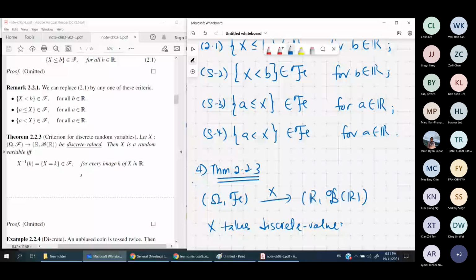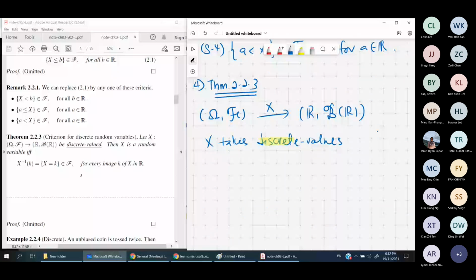Okay, so when we know it's a discrete value, then we have a much easier way to check whether this is a random variable or not. So then we can say X is a random variable provided this is true: X equals k is an event, for all images k of X. Okay, that's the same.